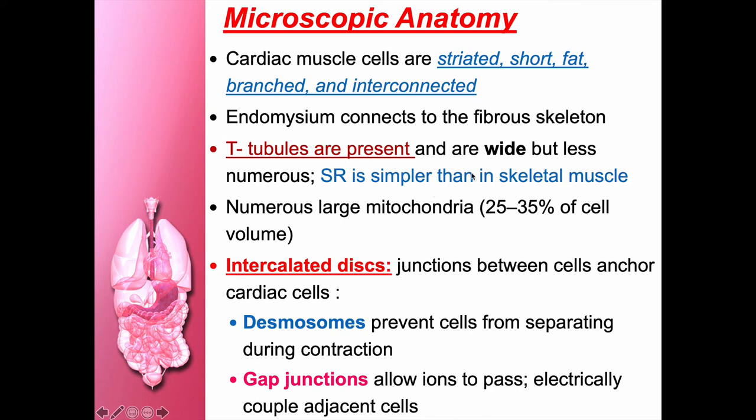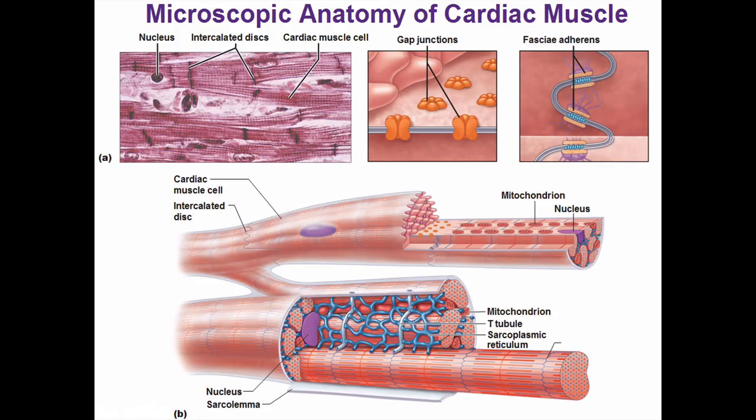Okay, the T tubules are present. The sarcoplasmic reticulum is simpler than in skeletal muscles. Then there are more mitochondria. The intercalated disc is a junction between the two cells where the cytoplasm is shared. Okay, then the desmosomes and the gap junctions are the openings that allow sodium and potassium to go in and come out, to electrically couple the adjacent cells. You see, this is one cell and this is another cell, and the cytoplasm is connected by these intercalated discs. This is the intercalated disc and these are the gap junctions through which sodium and potassium go in and come out.